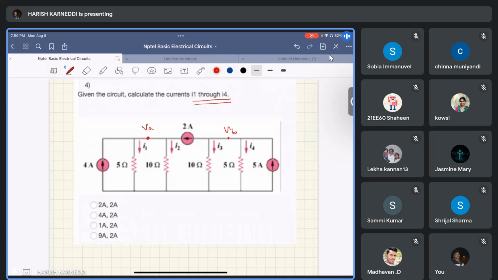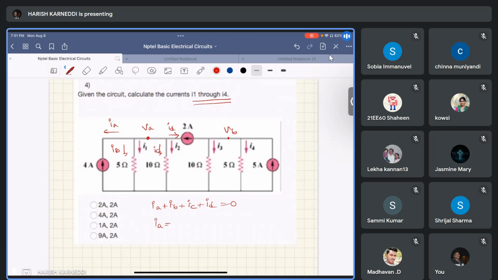Similarly, same as the previous question, we considered this one as I1 and this one as I2. Here also they are represented with I1, 2, 3. We can do one thing, we will consider IA, IB, IC to avoid confusion. IA, IB, and this is IC, and this is ID. Similarly the KCL: IA plus IB plus IC plus ID equal to 0.